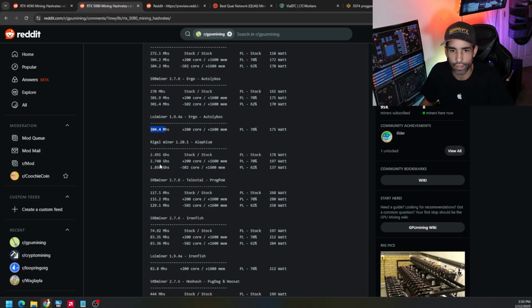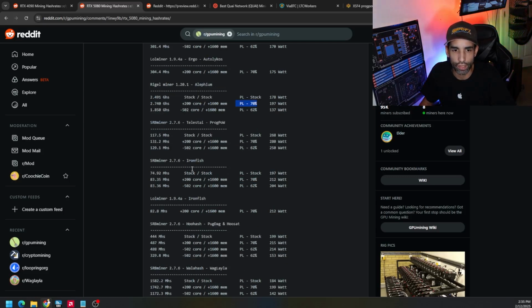Ethereum Classic, not that you would probably mine this with this GPU, at 70% power limit was under 200 watts, 2.74 giga hash. On Celestia, the ProgPow variant, 280 watts, 200 core, 1600 mem. Again, you could push that core to like 300, 350 and probably get a little bit more, maybe like 136 somewhere in there at 280 watts.